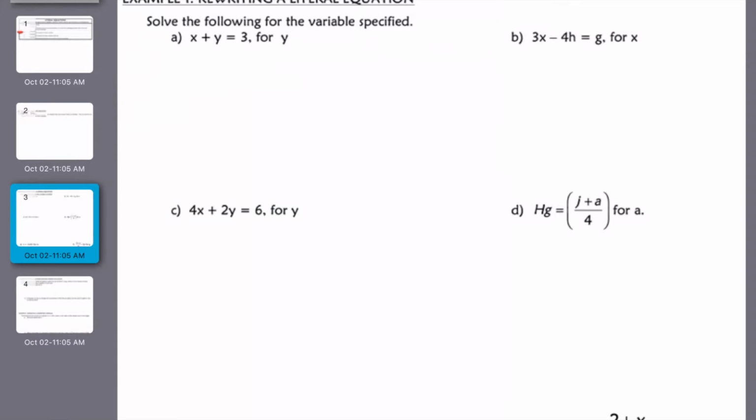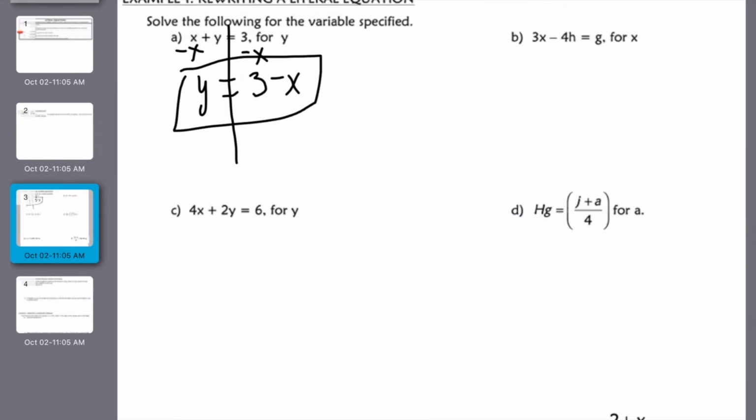Solve the following for the specified variable. So what I'm going to do is, let's see, did I give myself more room here? Not very much. Okay. I'm going to go for A, C, and E. And I'll even go for F too. Okay. So x plus y equals 3. We are solving for y. So really all I need to do is just subtract x from both sides. And I know that y equals 3 minus x. And that's all I have to do, because I know that y equals this.